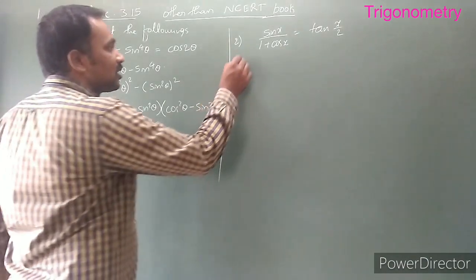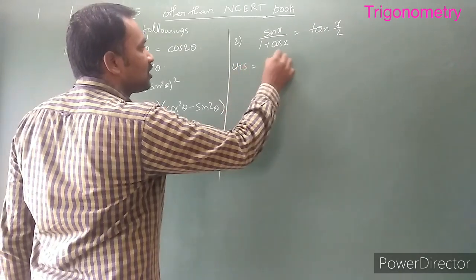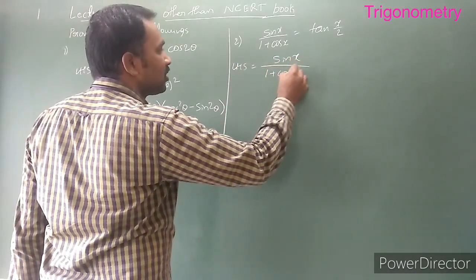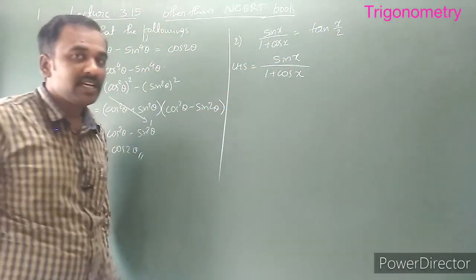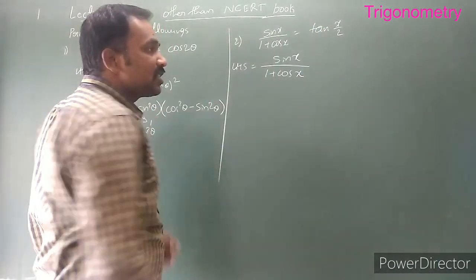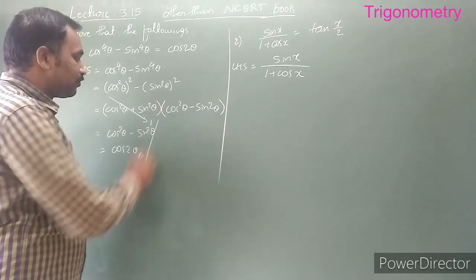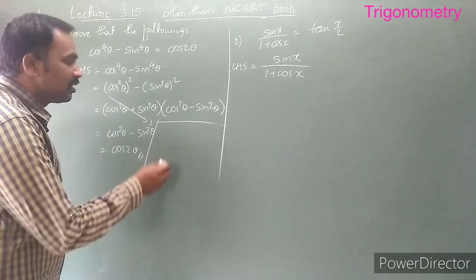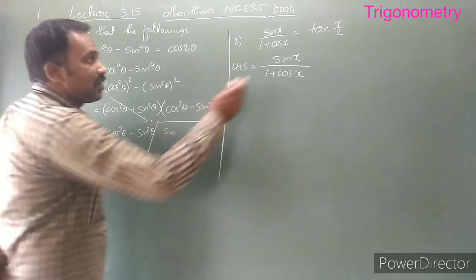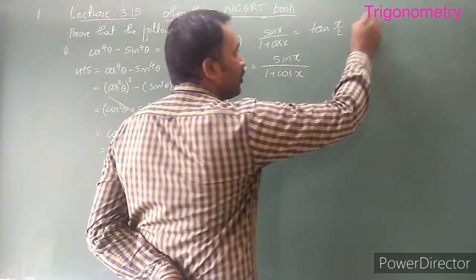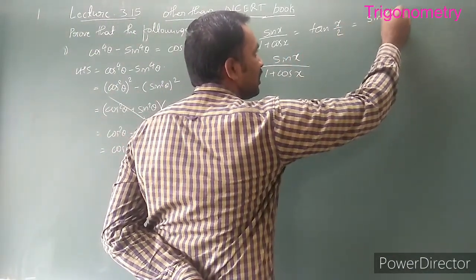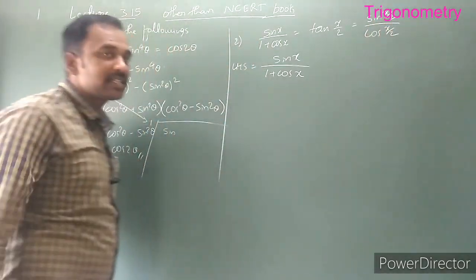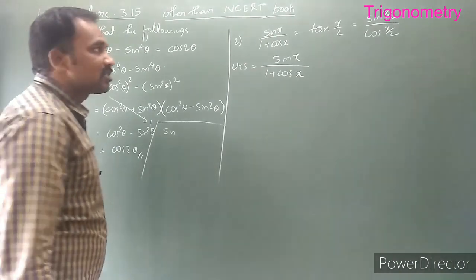Consider the LHS part. What is the LHS part? Sin of x divided by 1 plus cos of x. The right hand side angle is x by 2 and the ratio is tan. How do you write this one? Here I just write the formulas. Tan of x by 2 is nothing but sin x by 2 divided by cos of x by 2. How to get it?